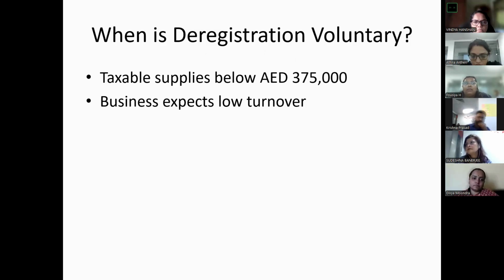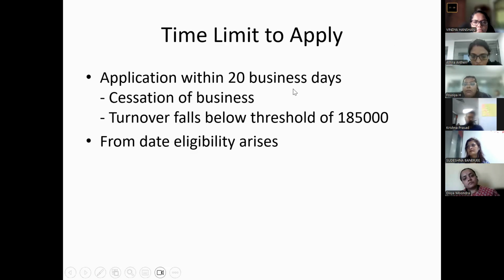So there are market indications and other things that we are following. Based on our predictions or our projection report, when we think that the business is going to fall below the threshold limit, we can go for voluntary deregistration also. And there is a time limit applicable for this deregistration. This application has to be done within 20 days from the cessation of the business.